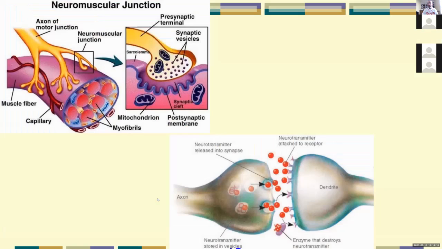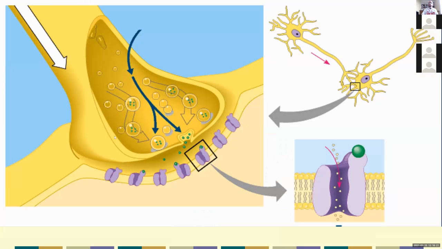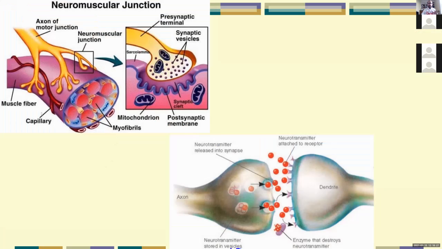Now, we've talked in terms of neuron to neuron so far. I do want you to be aware, however, that neurons can also be attached to muscle fibers. When neurons are attached to muscle fibers, we call that a neuromuscular junction. Neuro for neuron, muscular for muscle cell.